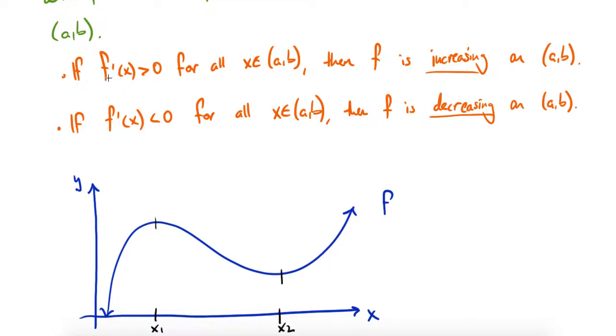So if you think about the slopes of tangent lines, remember the first derivative represents slopes of tangent lines. So all these tangent lines are going to have positive slope, right? So the first derivative is positive. That's sort of indicating that I'm increasing. Whereas right here, the slopes of tangent lines all have negative slope, which indicates that my function is decreasing.